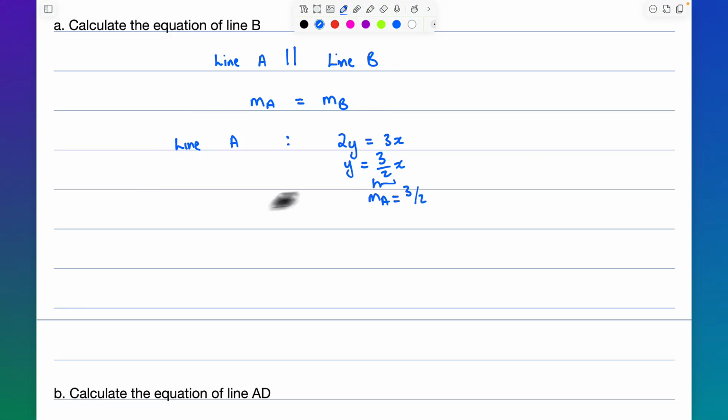So when you now know that it's 3 over 2, then you also know that this is also the gradient of line B, right? So the two gradients are equal. Now the question is, why are we doing all this? Why did I have to find the gradient and all of that stuff?